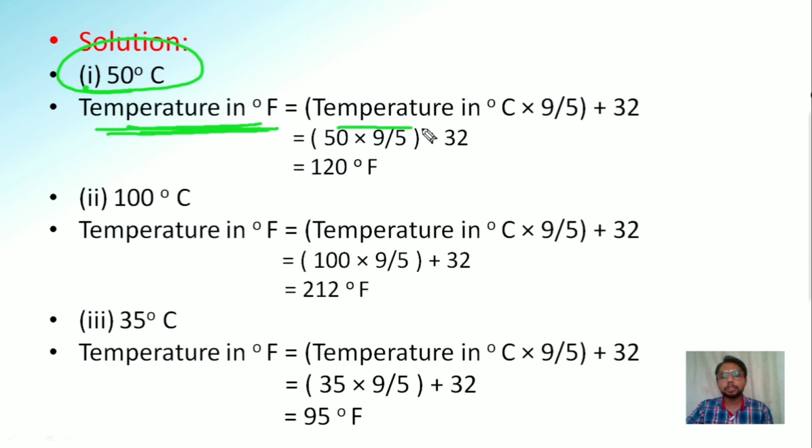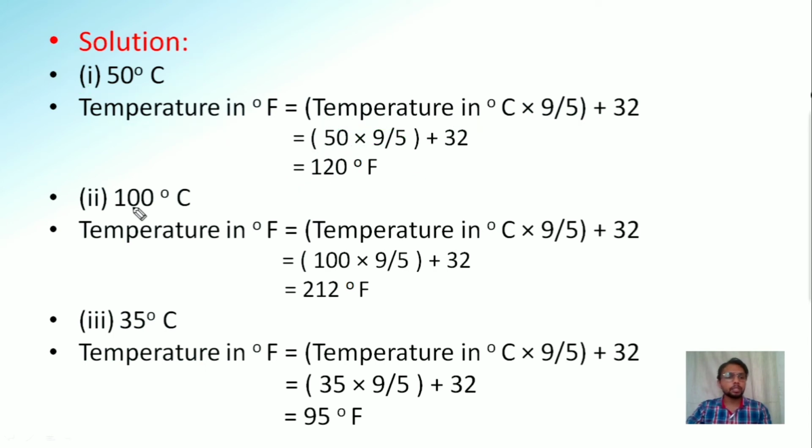Then temperature in degree Celsius into 9 by 5 plus 32. That is my formula. What is the temperature in Celsius scale? 50 degrees Celsius into 9 by 5 plus 32. Then the answer is 120 degrees Fahrenheit.